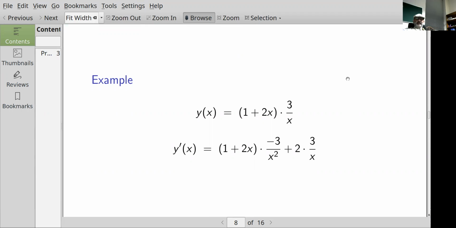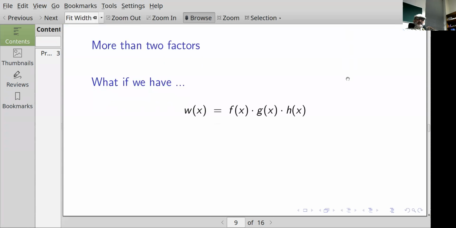Then the derivative of y is the first function times the derivative of the second function, plus the derivative of the first factor times the second factor. So it's (1 plus 2x) times the derivative of 3 over x, which from the previous rules is minus 3 over x squared, plus the derivative of 1 plus 2x, which is 2, times 3 over x. There is no need for you to simplify or manipulate the expressions after you get something like this.